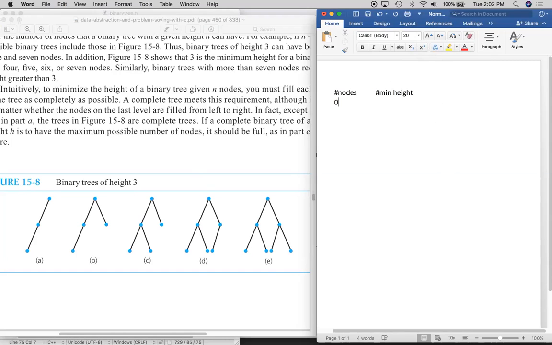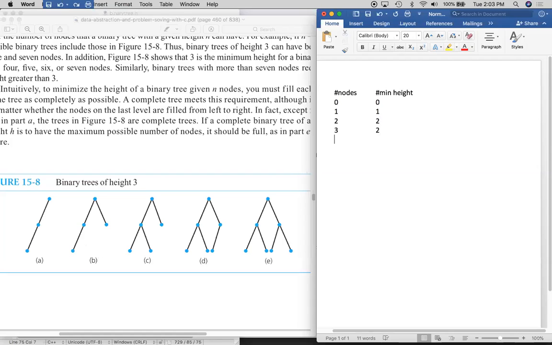Right, obviously it's going to be 0, right? Okay, if I have 1 node in my binary tree, the minimum height, I think obviously is going to be 1, right? If I have 2 nodes in my tree, the minimum height is going to be 2. That would be like this picture in part A, except without the bottom node. If I have 3 nodes, the minimum height is still going to be 2, right? Because I can have a picture like in B, except without this bottom node.